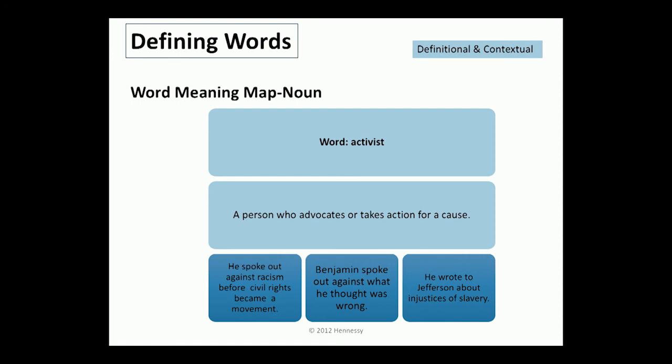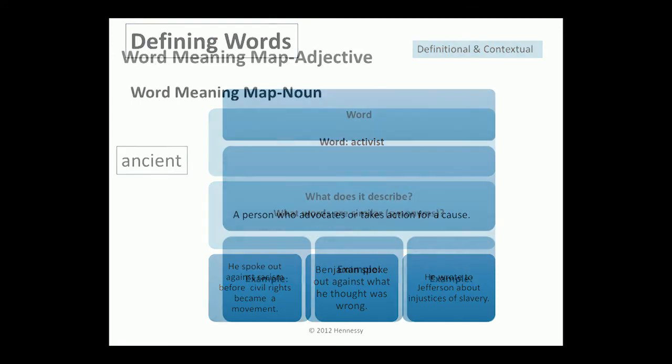If you don't know about Benjamin Banneker, he wrote an almanac, he helped survey Washington, he wrote a letter to Thomas Jefferson about slavery. Can you imagine? He spoke out against what he thought was wrong, and he wrote to Jefferson about the injustices of slavery. So that's a noun map, right?